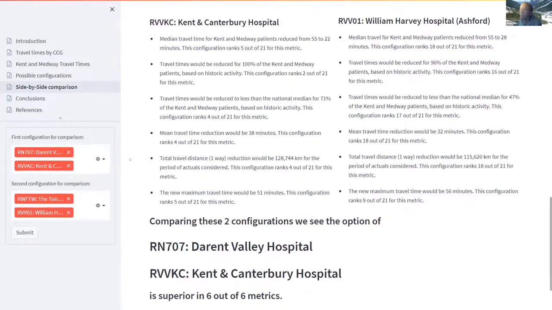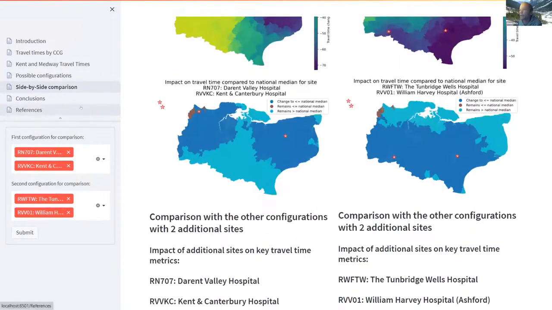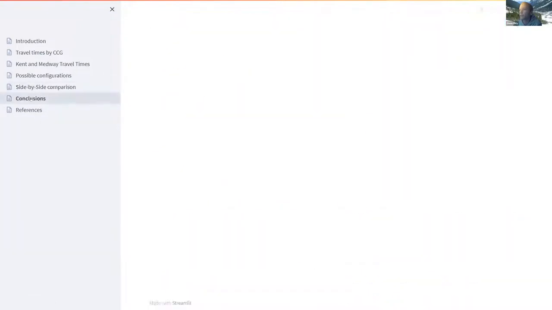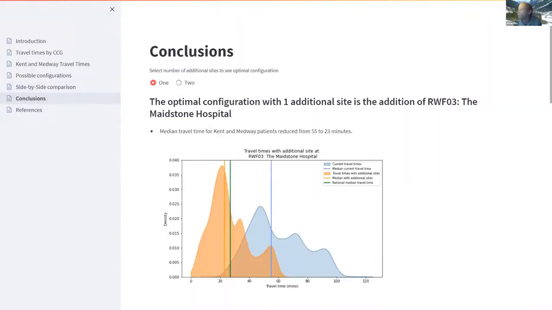And we can look at any of the options we have available here and recalculate as much as we like. And let's have a look at the conclusions from this.